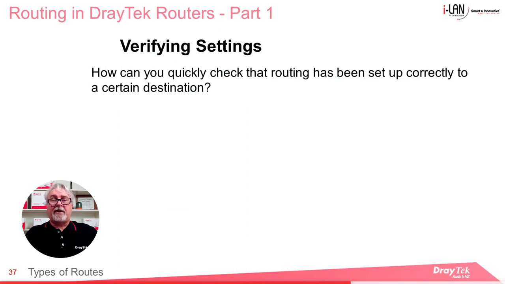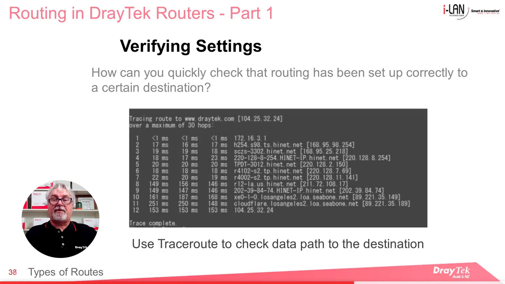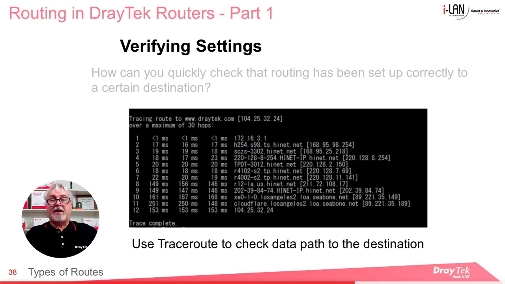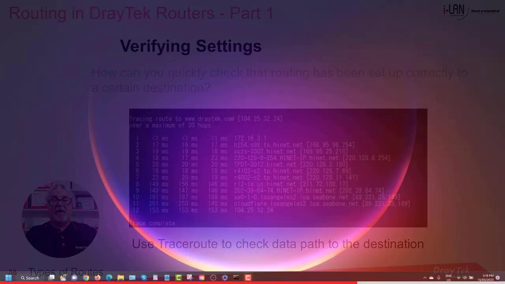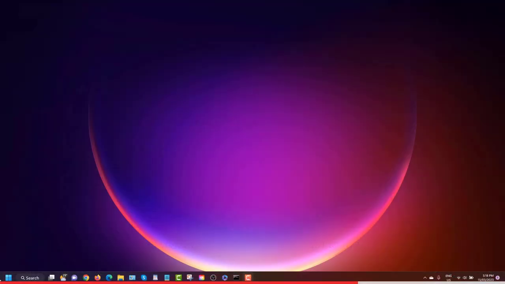Okay, so once you've configured your routes, how can you quickly check that routing has been set up correctly to a certain destination? One simple way to check that routing is working as desired is to use the traceroute function as shown here. Traceroute shows the path that the data takes and helps to quickly verify that the routing has been set up correctly. To use it, open up a command prompt on your PC.